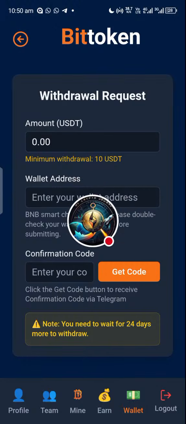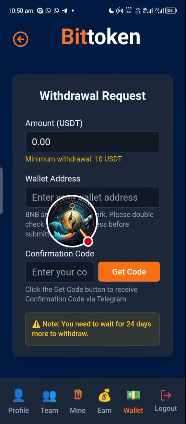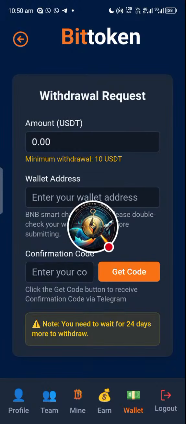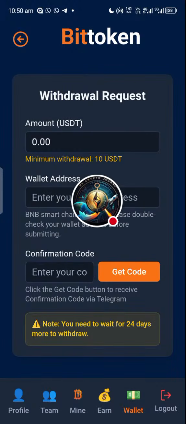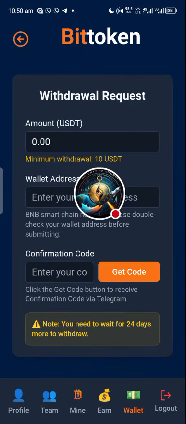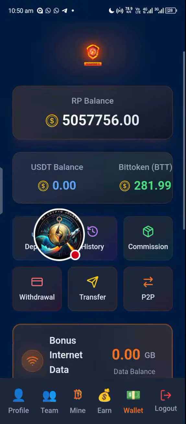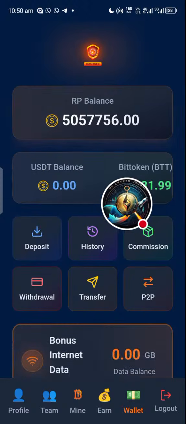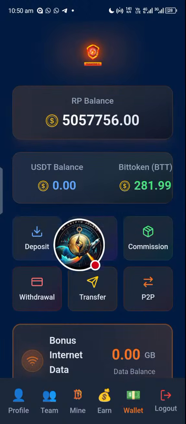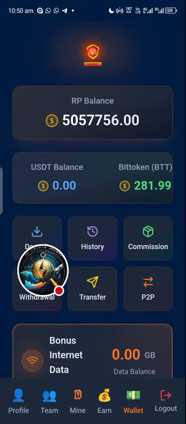So even if you sell your little amount of BITTOKEN now, you may still not be able to withdraw the USDT. If I decide to sell the 281 now, I may not be able to withdraw it because that's $2. So I will need to accumulate more, up to $10, before I'll be able to withdraw. So it's important you just keep accumulating your BTT. When you've gotten up to 10,000 plus, then you can proceed to sell at the P2P. Then you know you have up to $10 to withdraw.